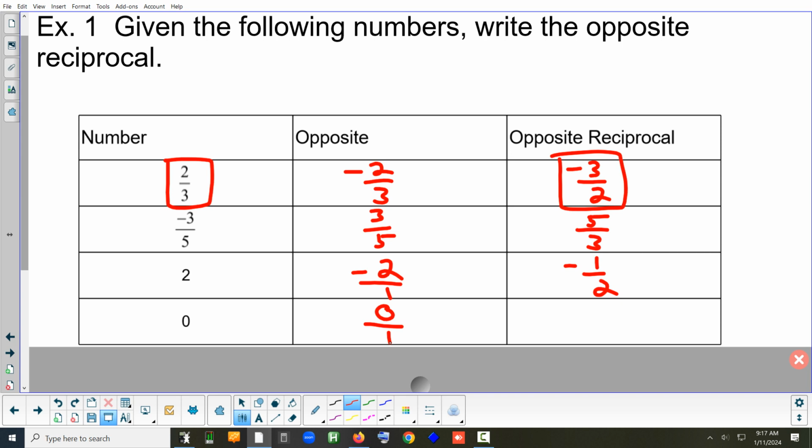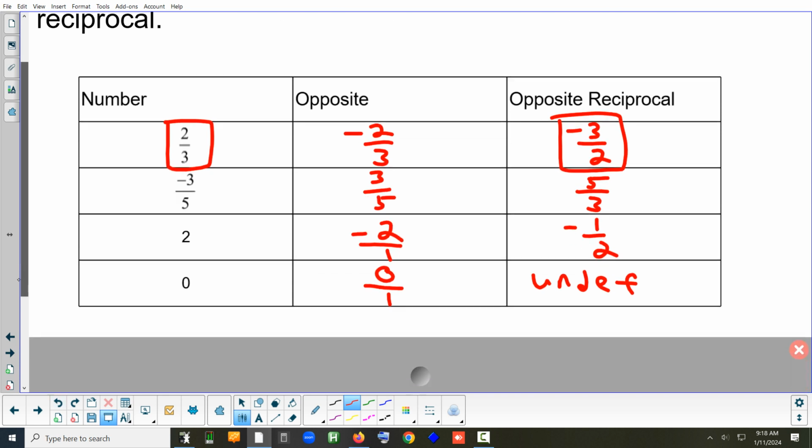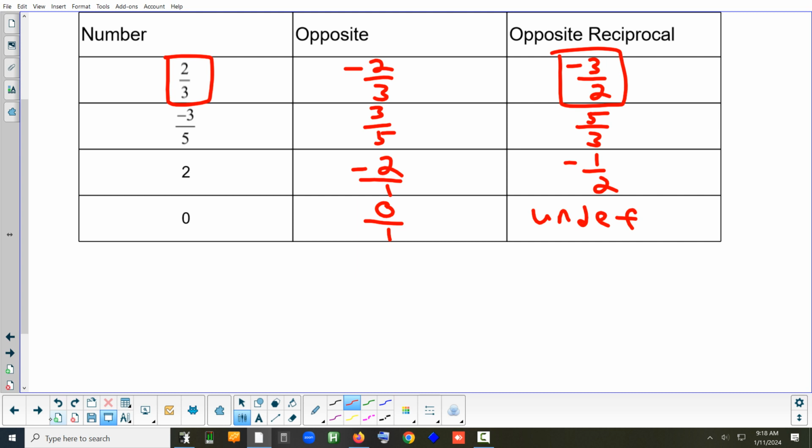And what happens if you try to divide by 0? It's undefined, right? Another way you could think about it is, what kind of line has a slope of 0? Horizontal. What would be perpendicular to a horizontal line? A vertical line. And the slope of a vertical line is undefined. So it's undefined. Any question on that table?